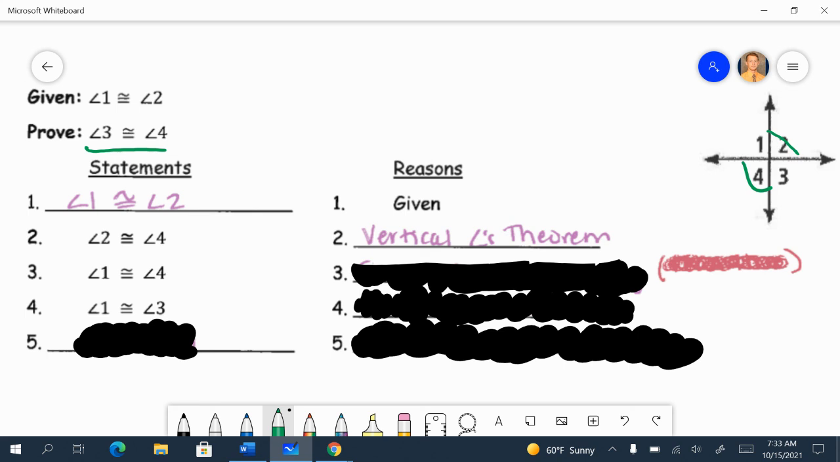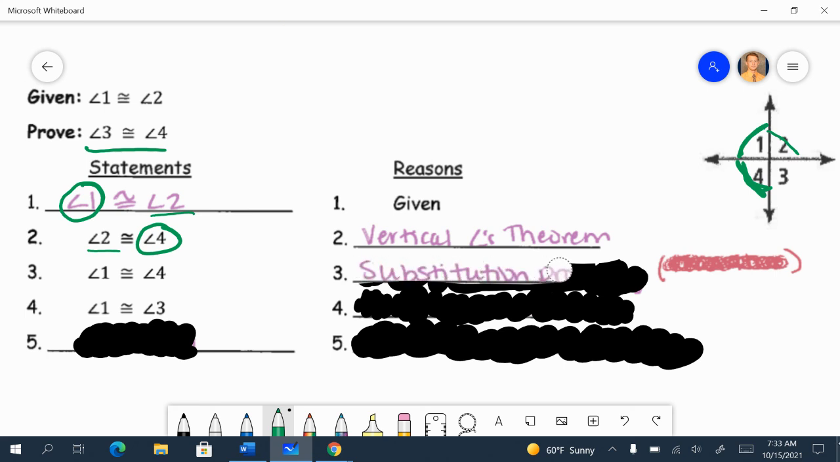Number 3, 1 is congruent to 4. Okay. Obviously, if I'm looking at my picture, 1 and 4 are not vertical angles. But we could say that because of what we have up above. If 1 is congruent to 2 and 2 is congruent to 4, then 1 would be congruent to 4. That's our substitution property.